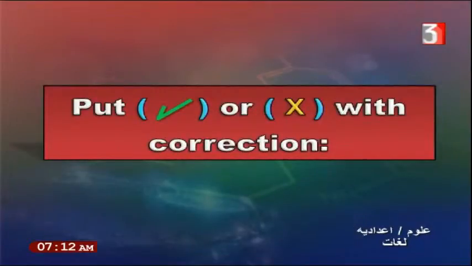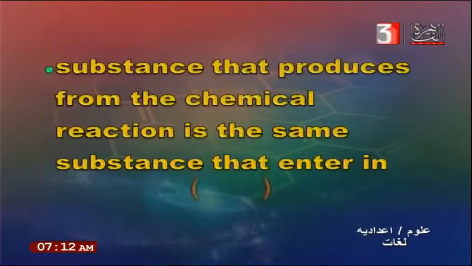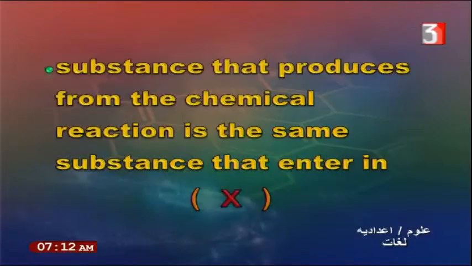Both true or false with correction. Substance that is produced from the chemical reaction is the same substance that enters in. It is a wrong statement, because in a chemical reaction, the compound as a reactant changes into a compound as a product.